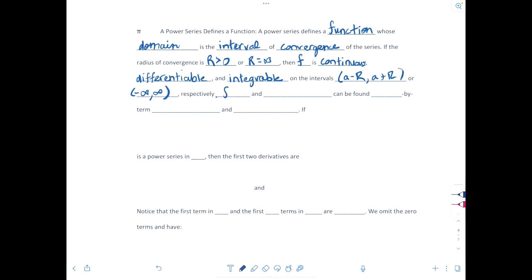Now, f prime of x, sorry, there's supposed to be a period there, and the integral of f of x with respect to x can be found term by term, term by term differentiation and integration.